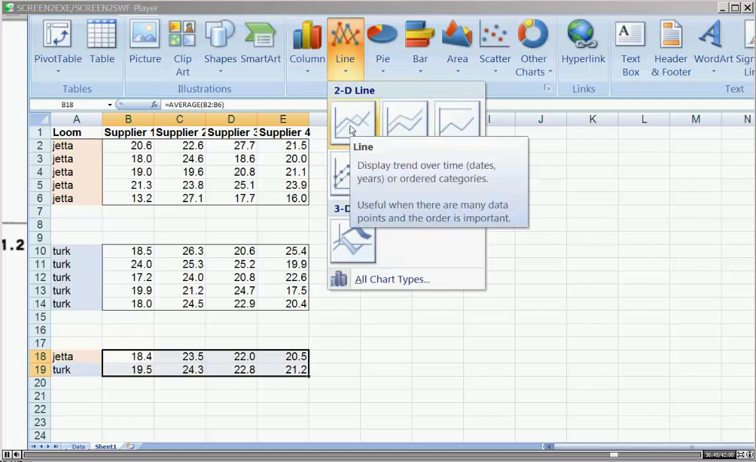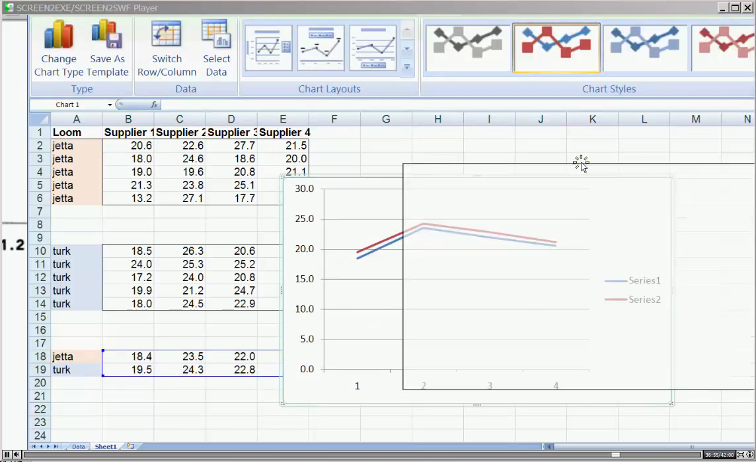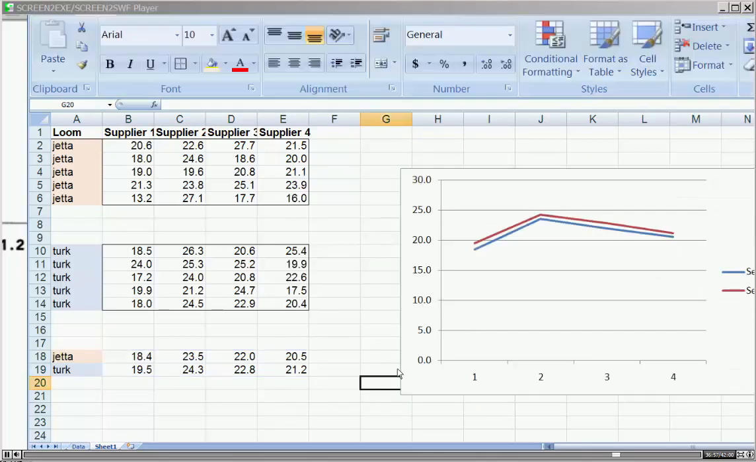From here, we'll just grab the two lines. This is a typical line type graph, and Excel picks it up immediately. So we're pretty close to what we have seen in the text. The lines are nearly parallel. Very, very close to absolute parallel.